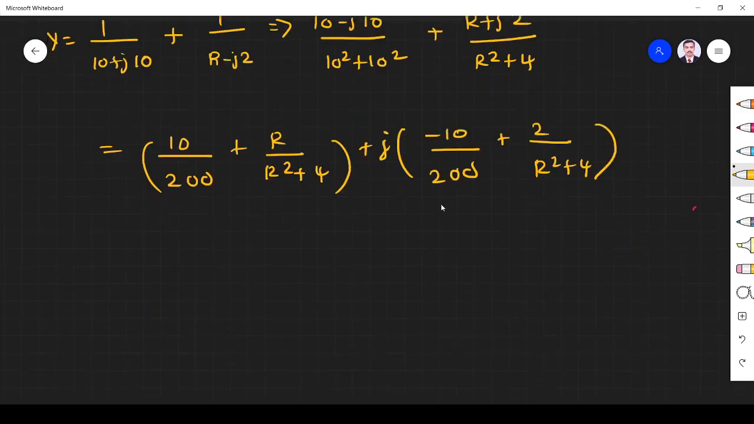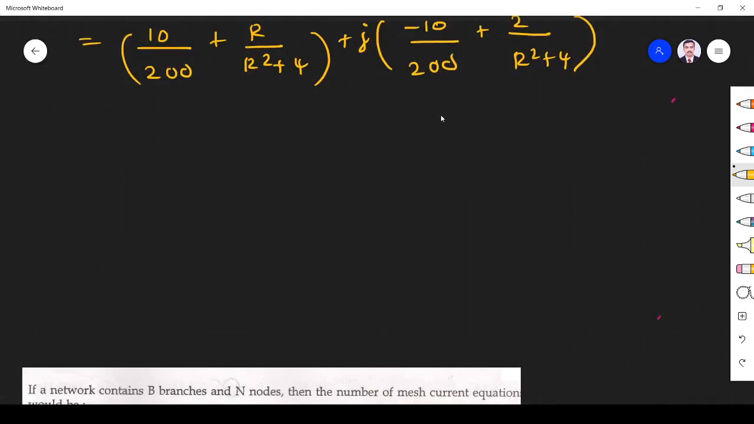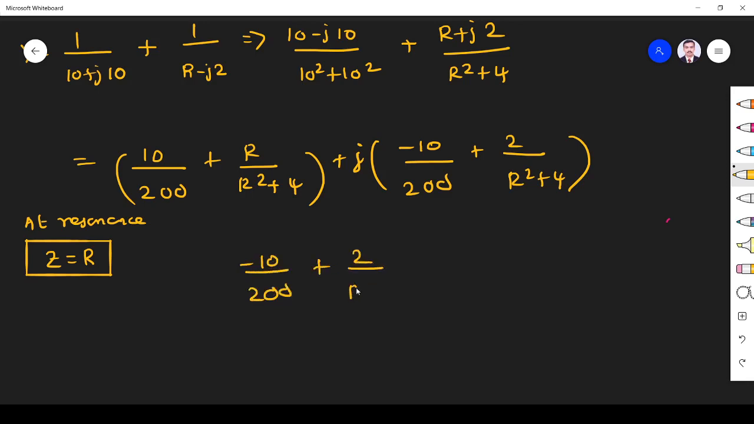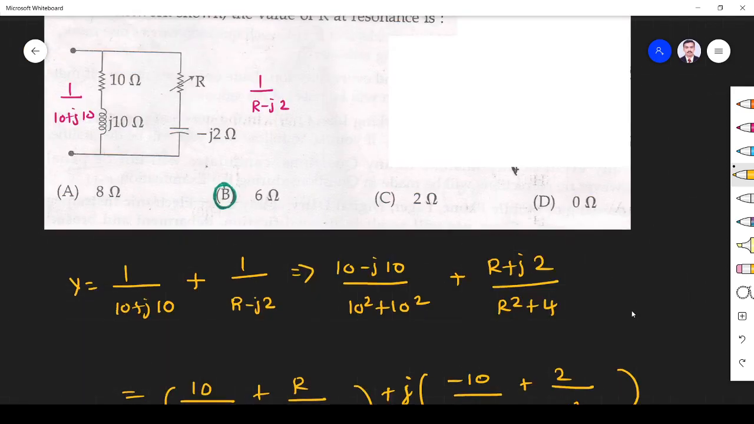Now we know it is a parallel resonance. For a resonance circuit, the imaginary part will be 0, because at resonance Z is equal to R, there is no reactive component. At resonance, Z is a real number, resistance only. So here the imaginary part should be equal to 0. j is talking about capacitance or inductance. So I make this part 0. So minus 10 by 200 plus 2 by R squared plus 4 is equal to 0. This implies R squared is equal to 36. So R is equal to 6 ohm. So the answer is 6 ohm. Simple problem. Okay, next.